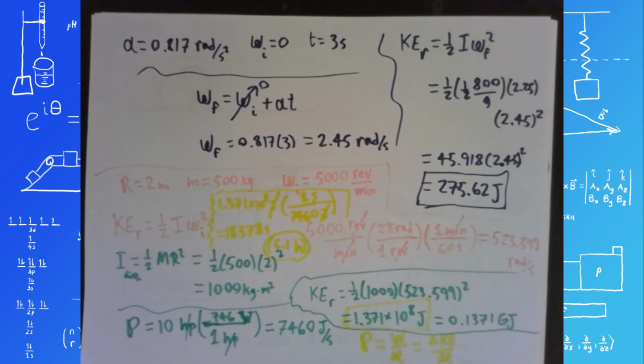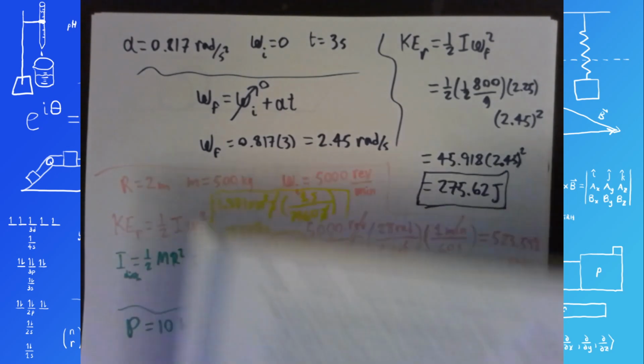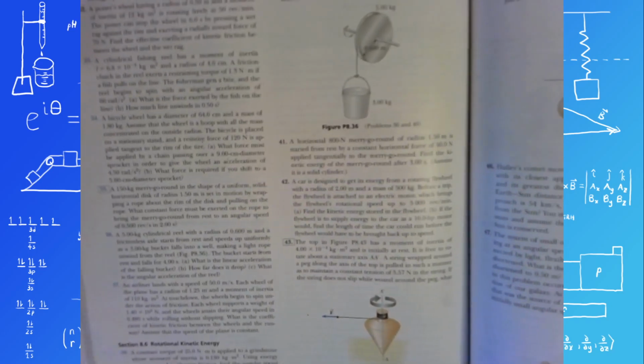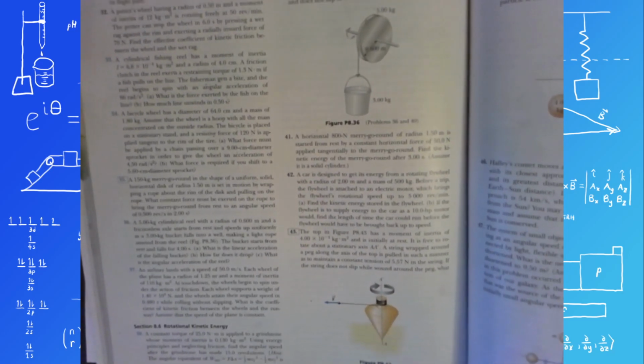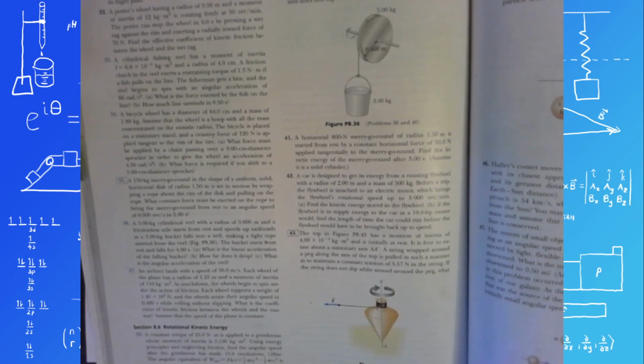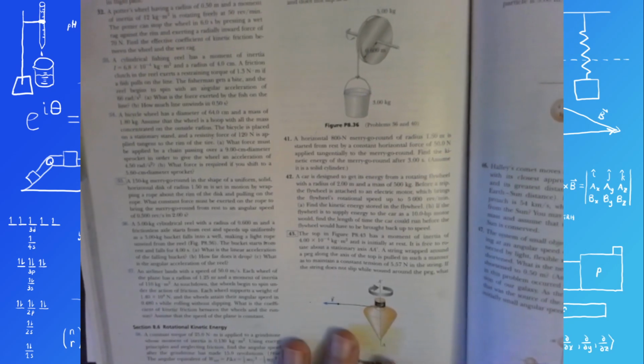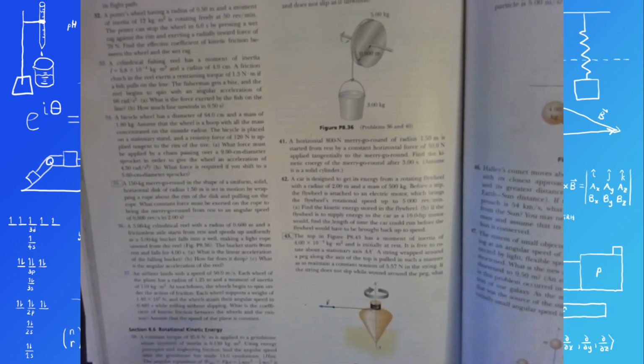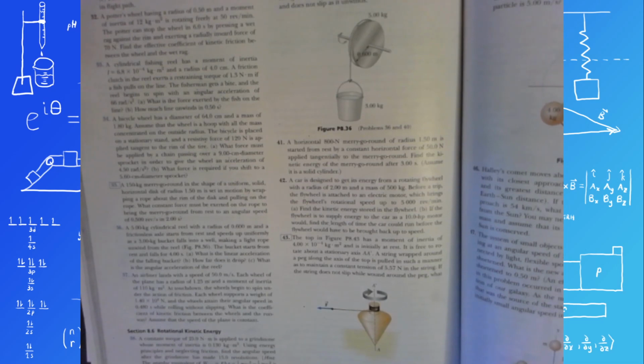Next one is actually 43, so these next few are going to be in sequence. It says the top in the figure has a moment of inertia of 4 times 10 to the negative 4 kilogram meters squared and is initially at rest. I guess I can try and show you the figure. Let's see if this can show up on the screen. The way I have this angled, it's not always easy to fit in the whole book. Anyway, there it is. It's just a spinning top. That's all there is to it.